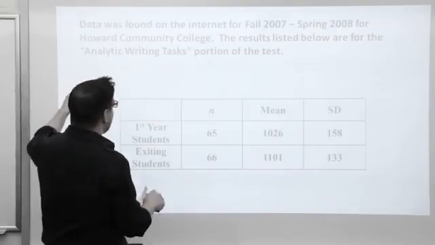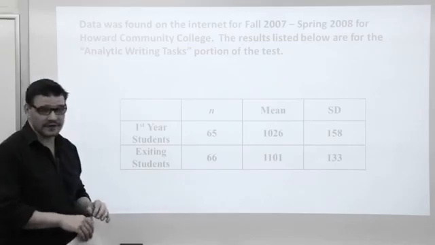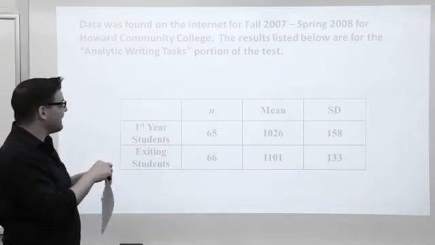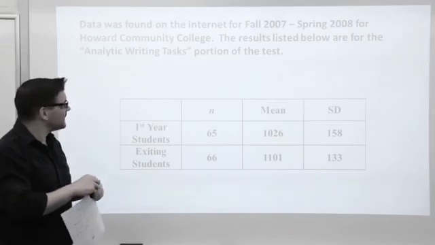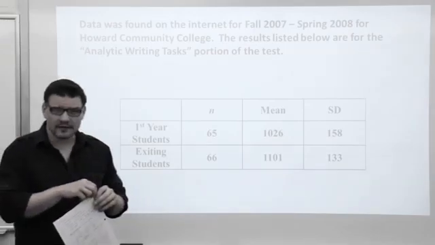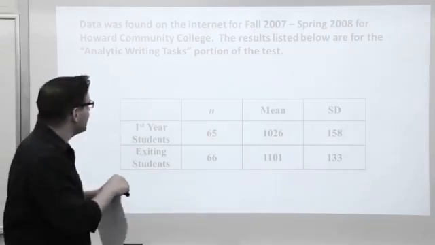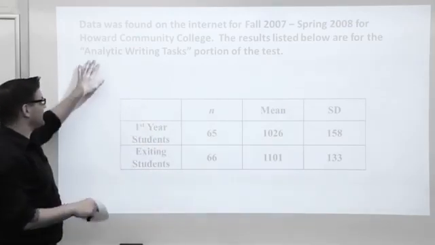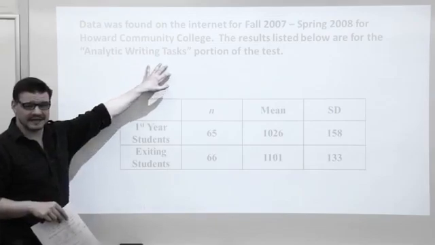I found some data on the internet. I just did a quick Google search for community colleges, CCLA, and Howard Community College came up. It's a little bit dated. It's from fall of 07 into spring of 08. The results are listed below. This was for one portion of the test, the analytic writing tasks.